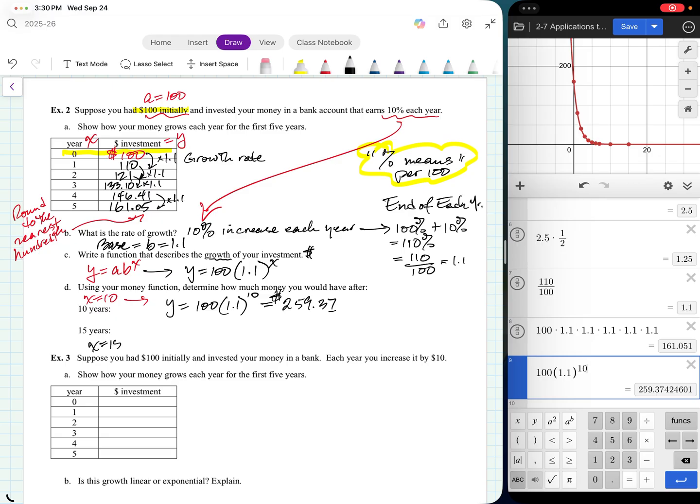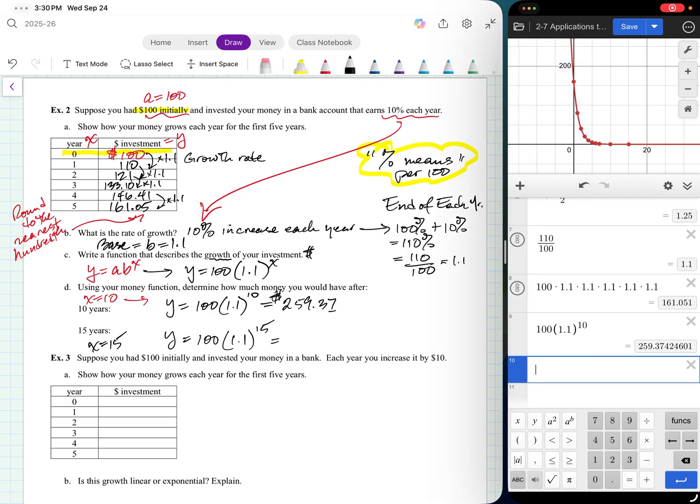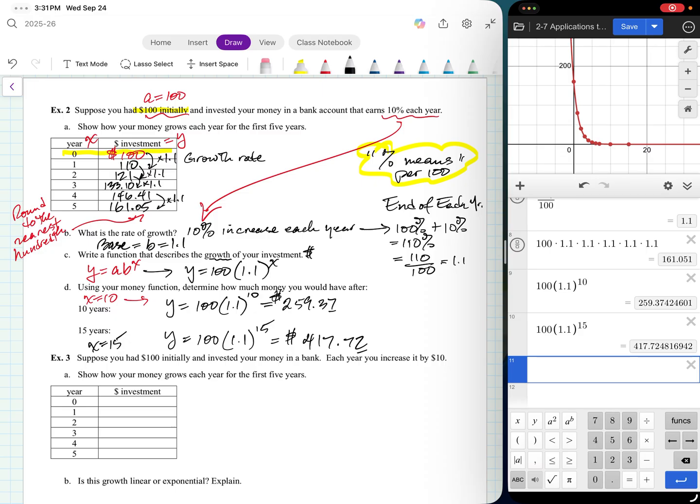Again, you always round to the nearest hundredth, as I was saying. And then when x is 15, y is equal to 100 times your growth rate to the 15th power. So let's try that. So 100 times 1.1 to the 15th power. And we get $417.72. Again, round that to the nearest hundredth. The other way to do it, I'm going to show this too, is you put your function in. So y is equal to, and this is what we've done in all the lessons in the past, 100 times 1.1, raise that to the x power.